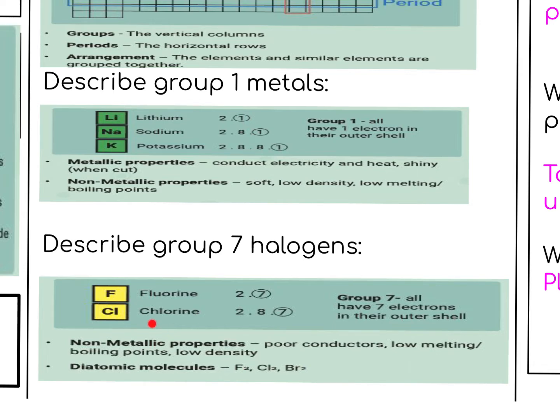So chlorine then, fluorine, they're halogens, they're in group 7, with 7 in their outer shell. Poor conductors, low melting and boiling points, low density, diatomic molecules.